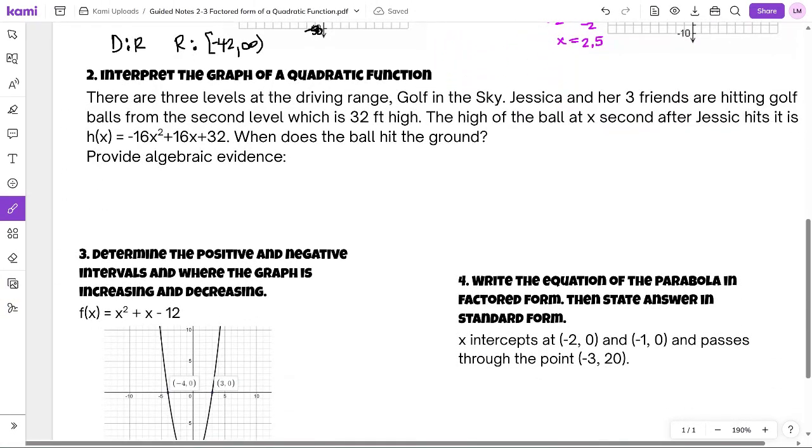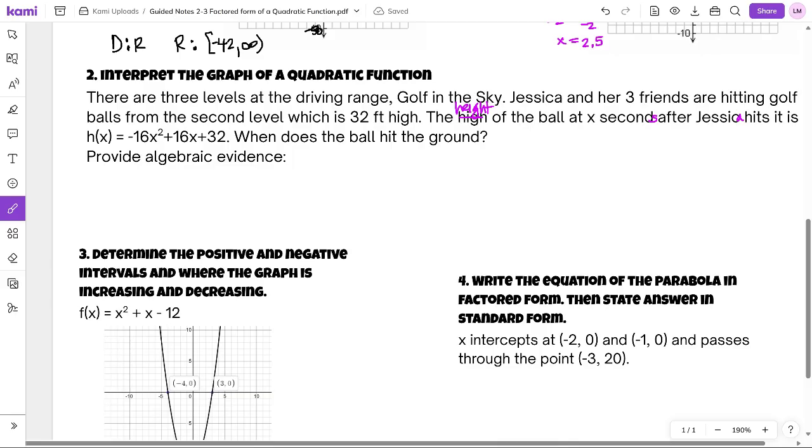All right, so let's look at number 2. There are 3 levels at a driving range. Golf in the sky. Jessica and her 3 friends are hitting golf balls from the 2nd level, which is 32 feet high. I think it's supposed to say, what is the height of the ball? The height of the ball at x seconds after Jessica hits it is h of x equals negative 16x squared plus 16x plus 32.